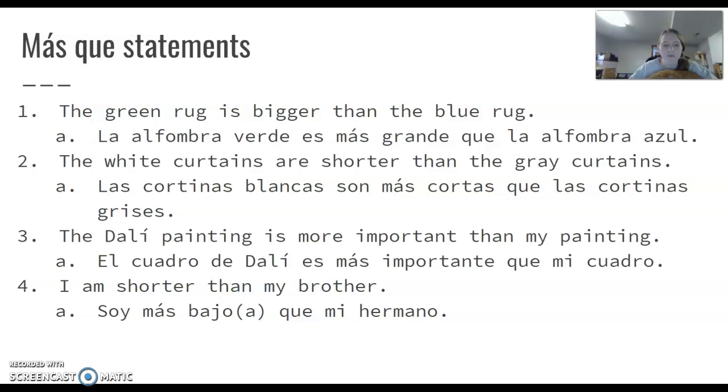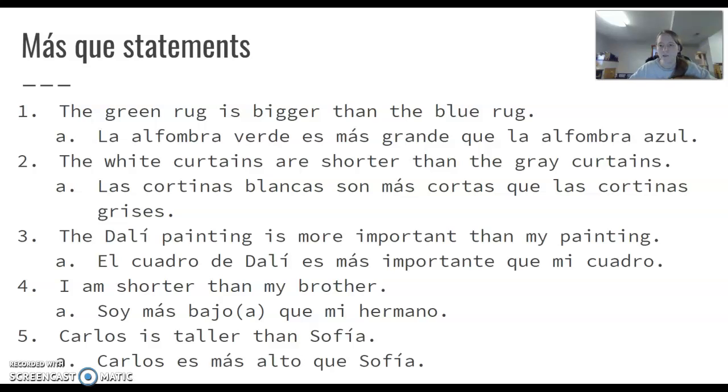Okay, so now we have one more, sorry. Carlos is taller than Sofia. Carlos es más alto que Sofia. So we don't need to match our adjective to Sofia. She doesn't really have anything to do with this. We're matching it to Carlos. Carlos es más alto que Sofia.